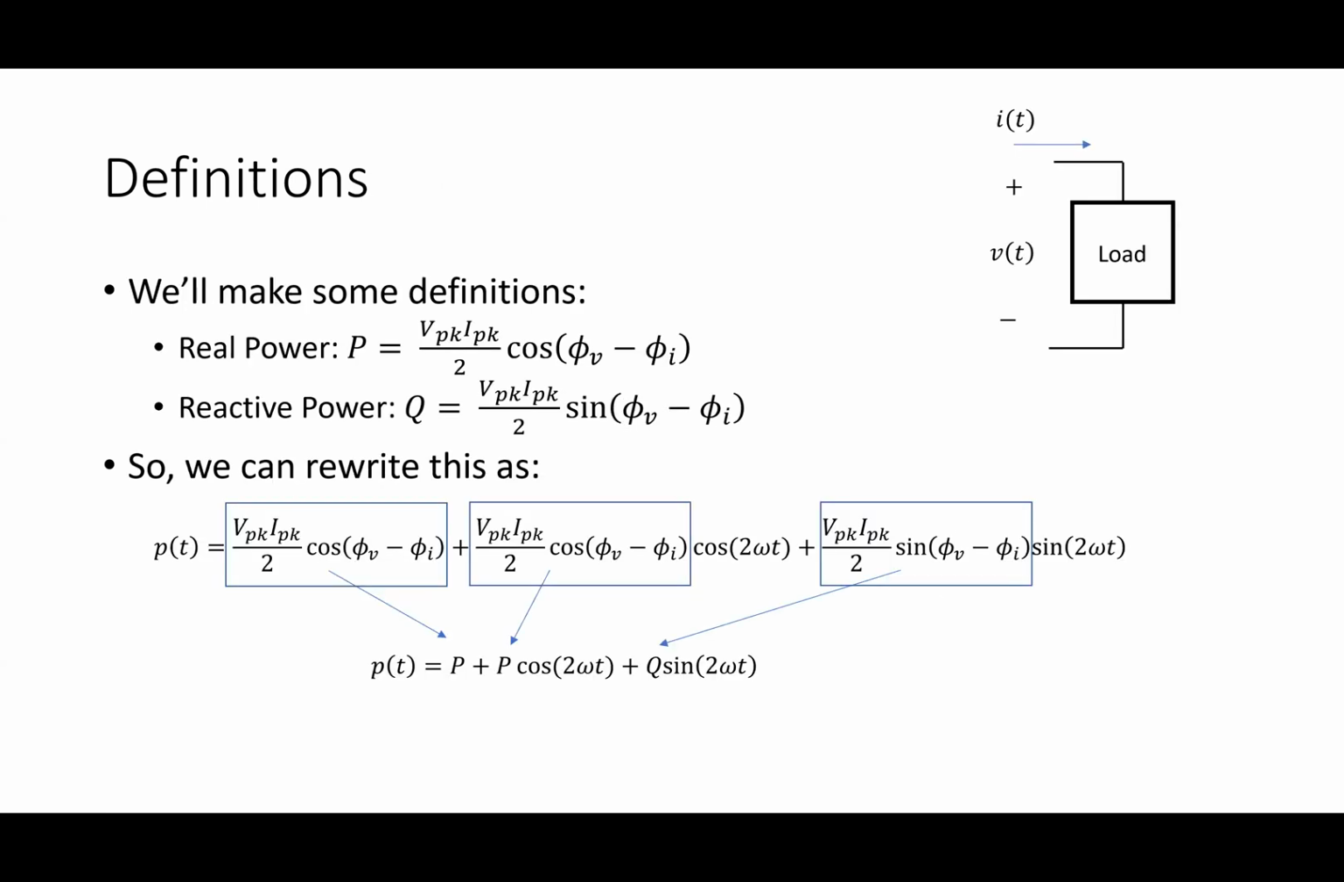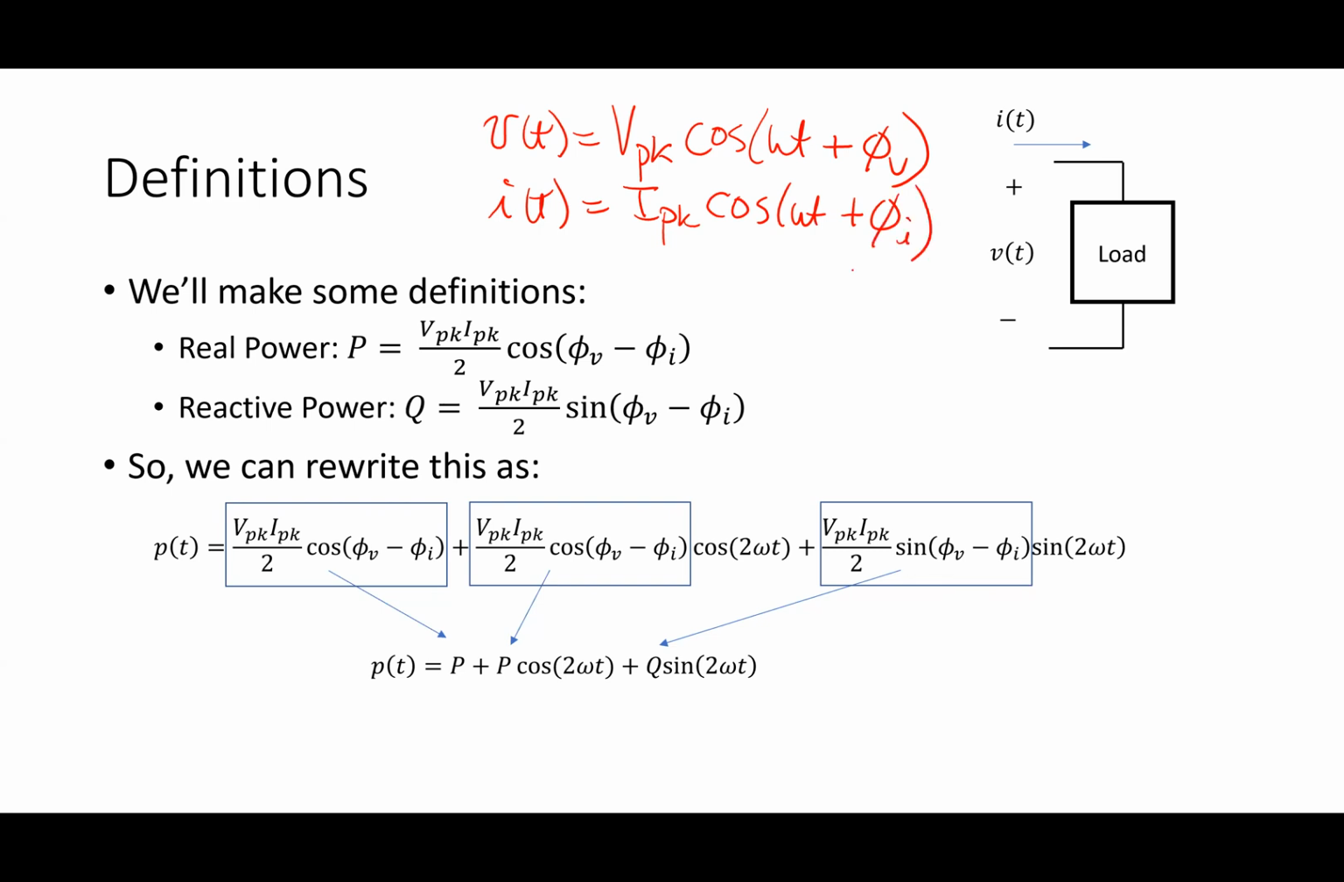If I actually went through that process, let's assume that V of T is equal to V peak cosine omega T plus angle phi V, and I of T is equal to I peak cosine omega T plus phi I. If I put those together and multiply them, P of T is V of T times I of T. I don't care about the details of the math. This is the result of it.